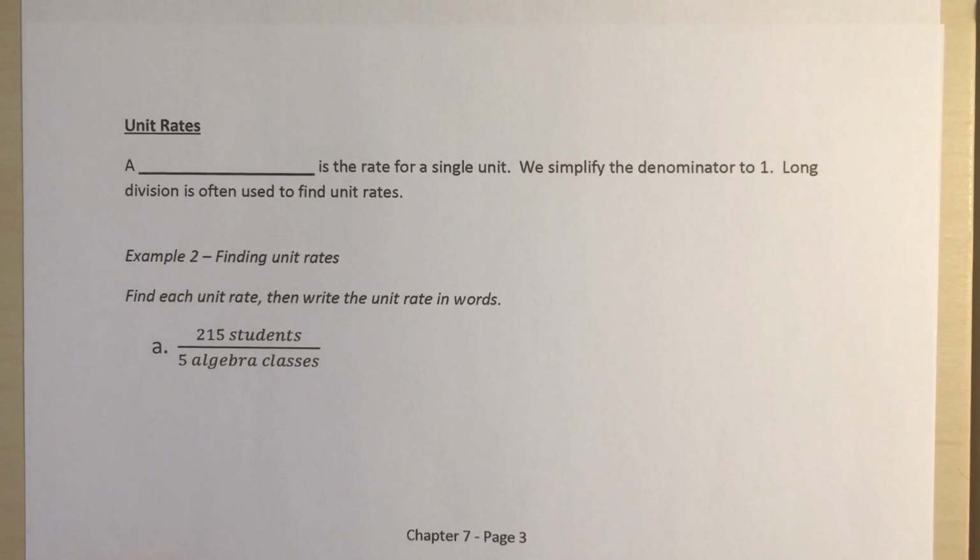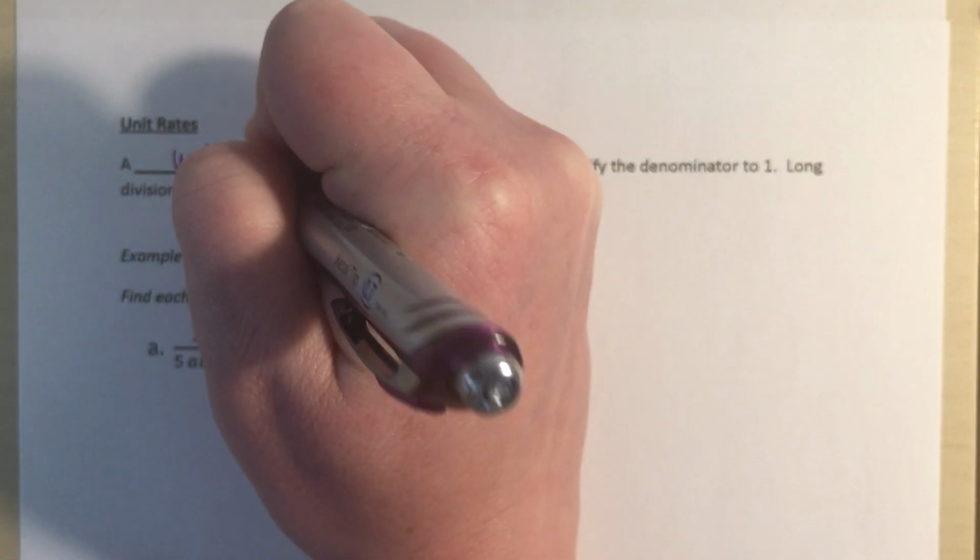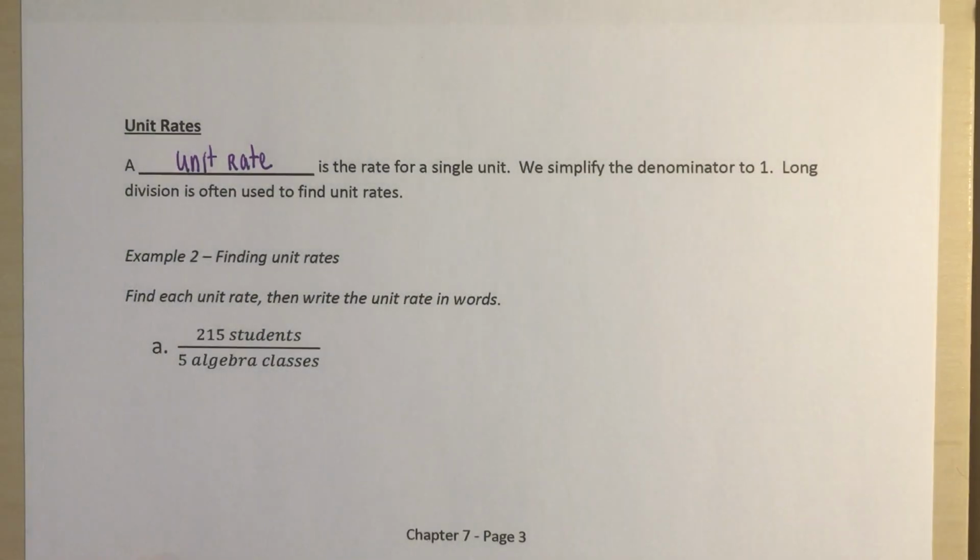So we are going to continue our discussion in section 7.2. And this time we're going to look at unit rates. Unit rates are a specific type of rate. Right? So a unit rate is the rate for a single unit. Since we're thinking rates, we're thinking that our two different quantities have two different units of measurement. So we're going to have a different unit of measurement in the numerator and denominator.